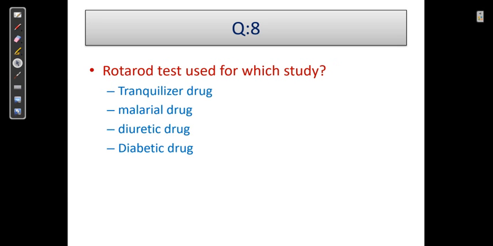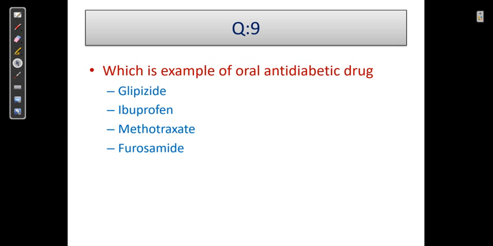Question 8. Rotarod test is used for which study? Tranquilizer drug, malaria drug, diuretic drug, diabetic drug. So this test is used for the tranquilizer drug. Which is the example of an oral antidiabetic drug? Glipizide, ibuprofen, methotrexate, furosemide. The correct one is glipizide.